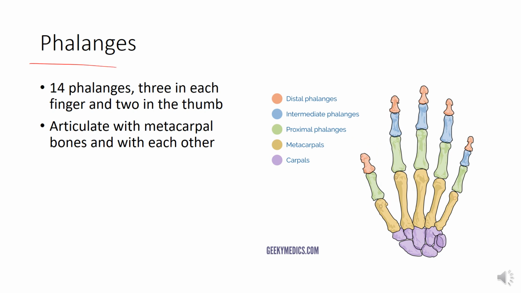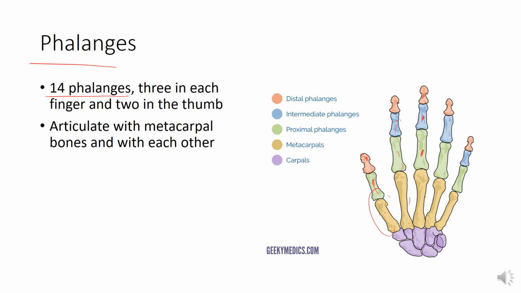So there are 14 phalanges in each hand. There are 3 phalanges in each finger. Here you can see these are the phalanges, and they are miniature long bones. They have got ends and a shaft, and 3 phalanges in each finger. Here you can see these are the phalanges. 3 phalanges in each finger, and in the thumb there are two phalanges.